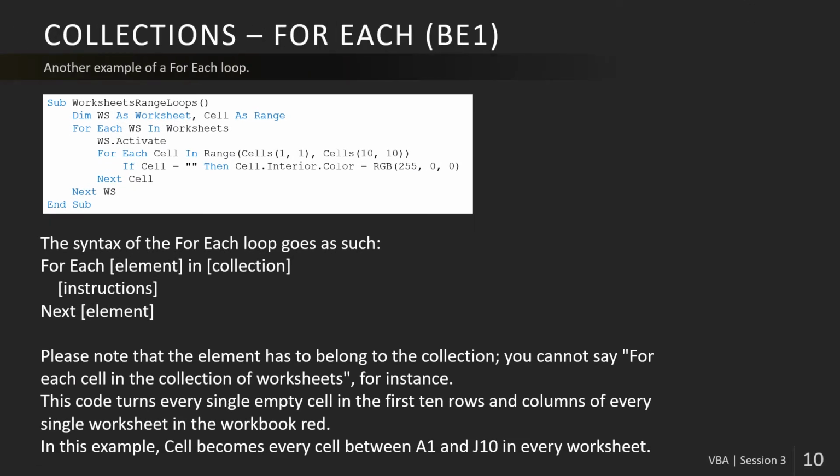To use a for each loop, you have to make sure that the control element is of the right type. That is to say, you cannot loop over all cells in the collection of worksheets. The element must be a singular object, a cell, a worksheet, a workbook, and the collection must be a collection. All cells, all worksheets, all workbooks. You should now complete basic exercise 1.